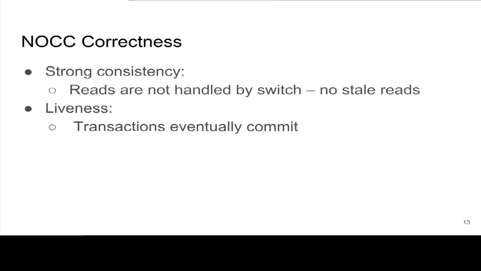So you may be thinking, there's a cache in the network, and we're aborting transactions, and I used the word speculatively. So what about correctness? NOC guarantees strong consistency, and this is because the cache is only used for writes. The cache will never service read requests, so clients never read stale values from the cache. And because the cache is updated both by the clients when they do a write and by the store when the store sends an abort, this means that eventually the value stored on the switch will be up to date, so transactions eventually will commit. And this means that we have liveness.